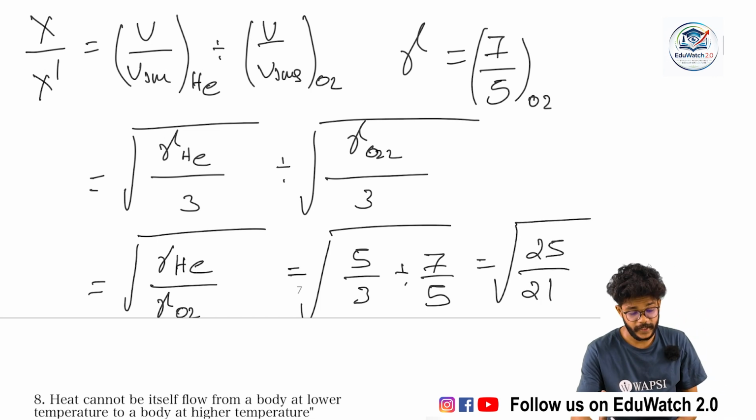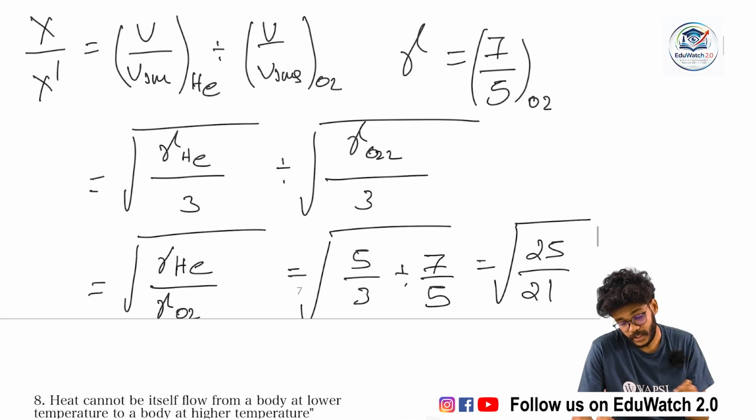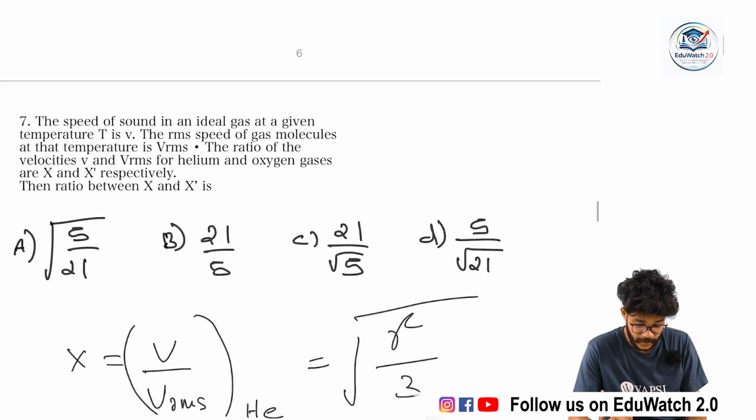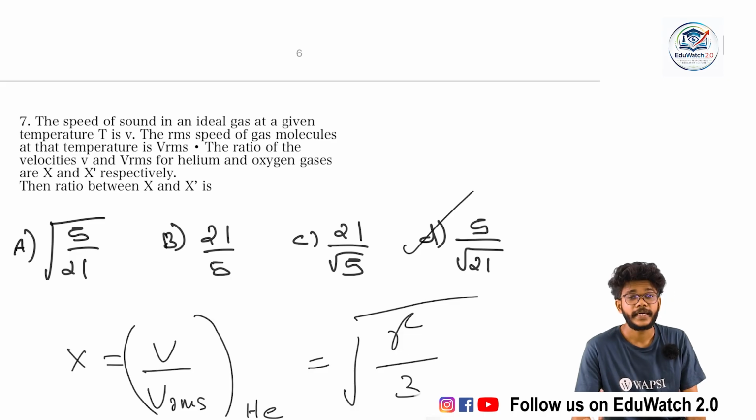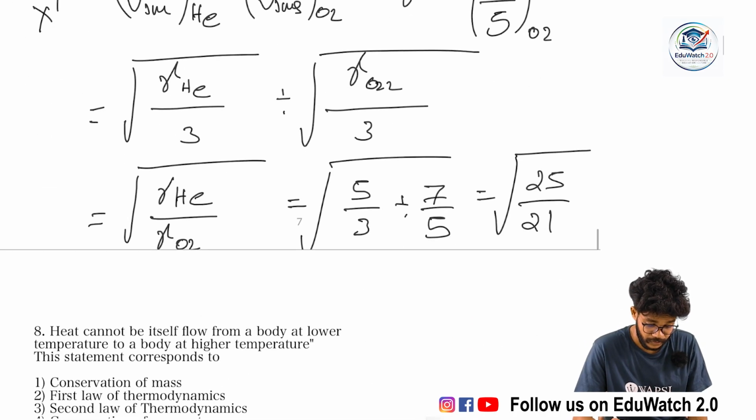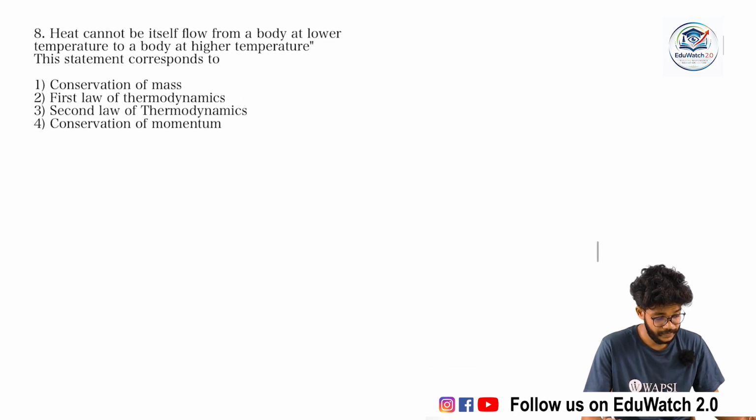Root of 25 by 21, there is no option like that. So we change root 25 into 5, so it is 5 by root 21. Option D is the correct answer. Okay, so we can go to the next question.